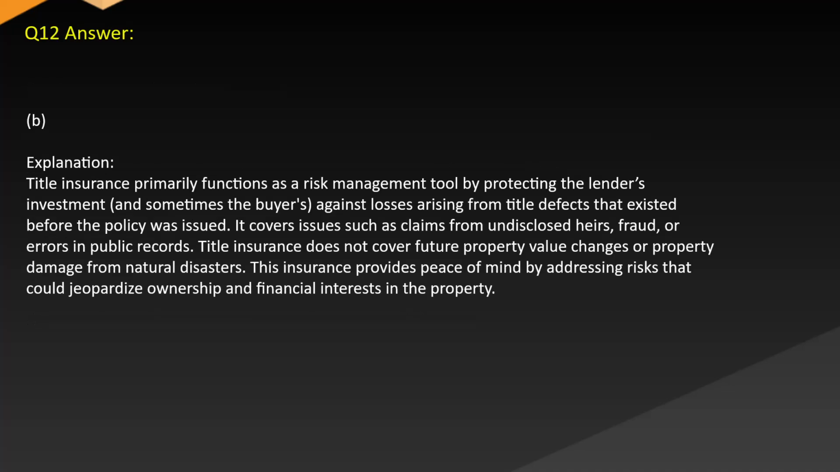Answer B. Explanation. Title insurance primarily functions as a risk management tool by protecting the lender's investment and sometimes the buyer's against losses arising from title defects that existed before the policy was issued. It covers issues such as claims from undisclosed heirs, fraud, or errors in public records.